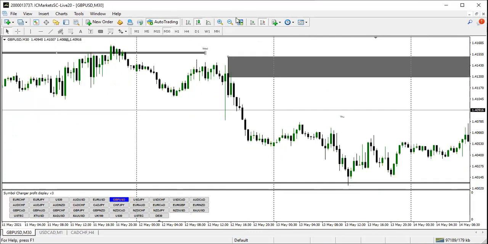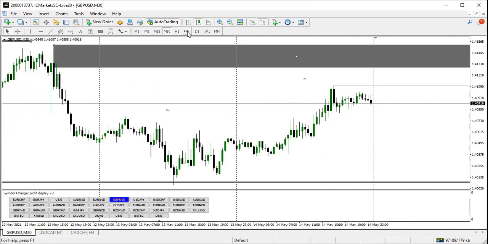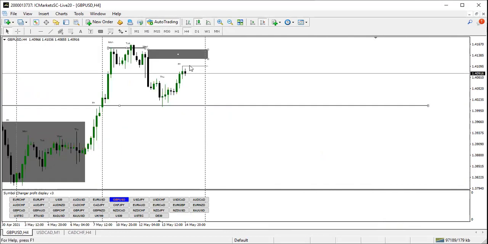But for now, I can't see a reason for me to buy. Maybe when price pulls back down, we can find a reason to buy, because I can't see any clear zone for me to buy this pair. So that will make me look at EURJPY. Yeah, EURJPY. I see it on EURJPY.